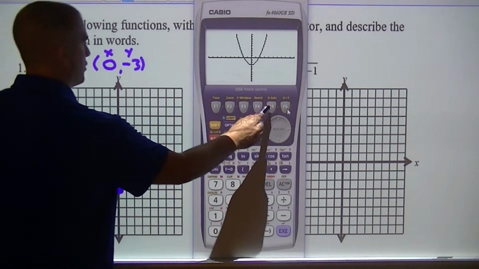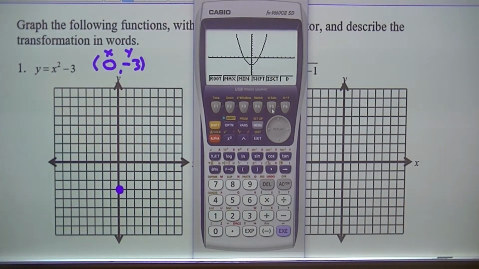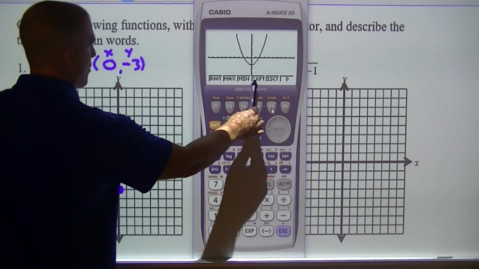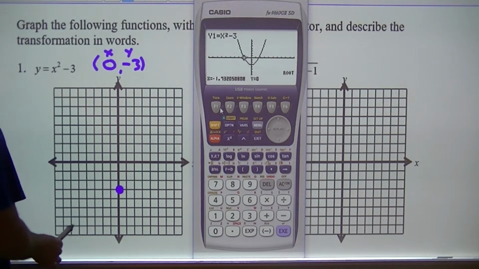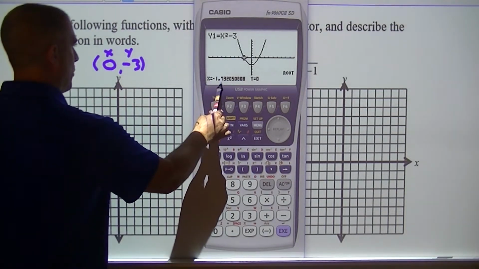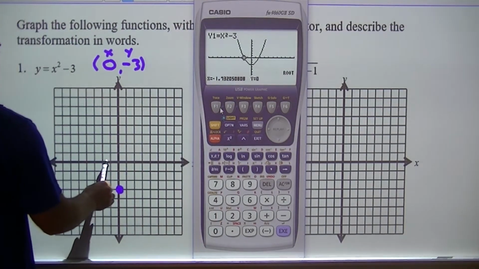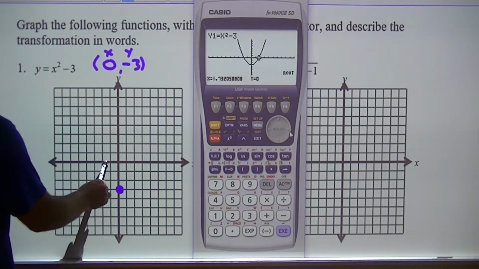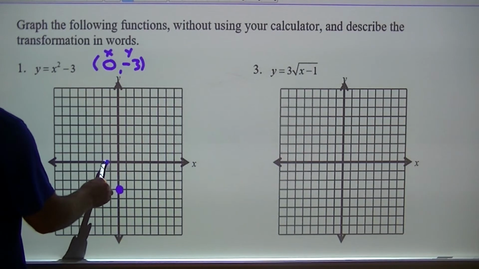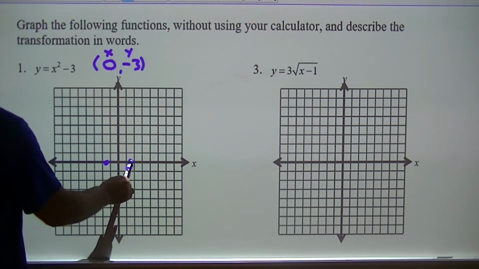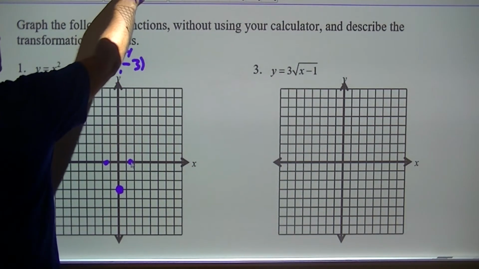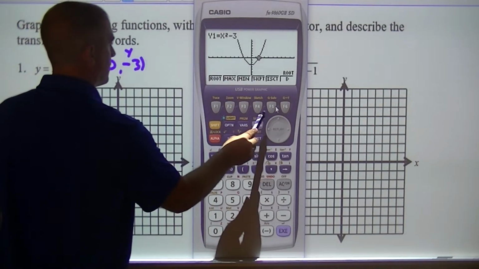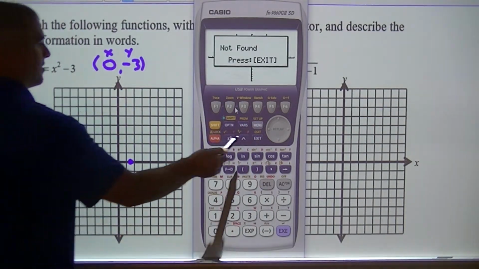Now, I want to go to GSolve and find some of these things. So I'm going to use these 4 things. I'm going to go to root. It crosses at about negative 1.7, which is like right here. And if I hit over, it crosses at 1.7. So negative 1.7 and 1.7. Then GSolve max. Don't have one.